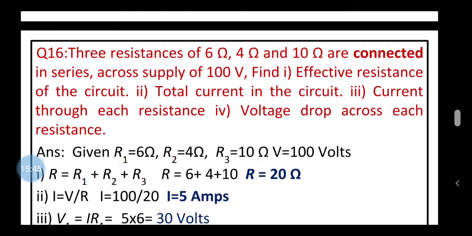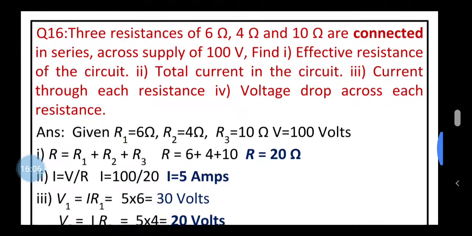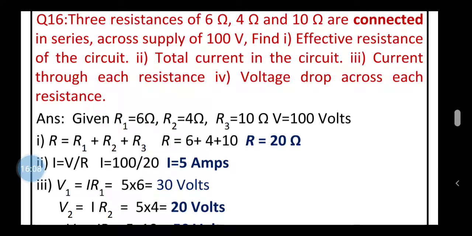Now, what is on series and parallel circuits? Three resistances of 6 ohm, 4 ohm and 10 ohm are connected in series across a supply voltage of 100 volts. Find the effective resistance of the circuit, total current in the circuit, current through each resistance and voltage drop across each resistance. Very simple questions, straightforward, directly substituting in the formula, so you can get the answer. When the problem is given, what the students have to do is read the problem once or twice and carefully write down the given data.